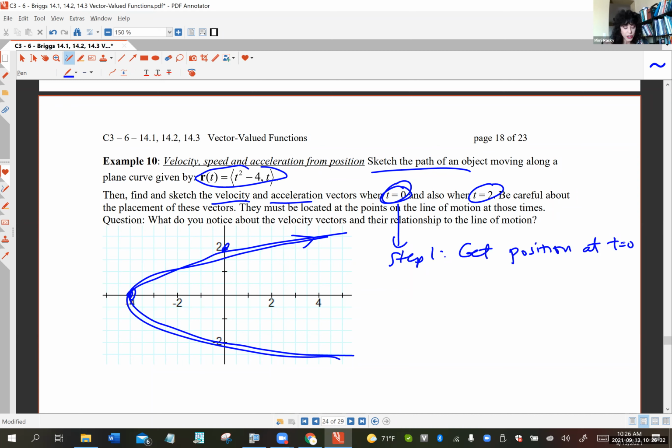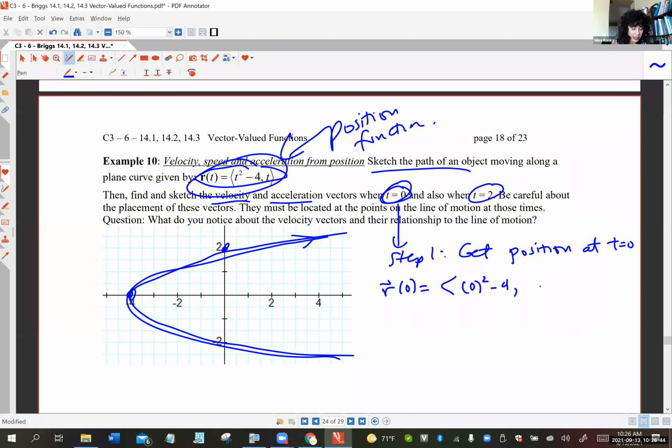Well, how do you get your position? You plug 0 seconds into your position function, which is the original vector valued function. So you're going to go, what's r of 0? Everywhere you see the t, the parameter, you substitute 0, and I get the location negative 4, 0, which is right here. That's where the tip of the vector would be. So the point negative 4, 0 is where the bug is located at 0 seconds. That's location. Fine.